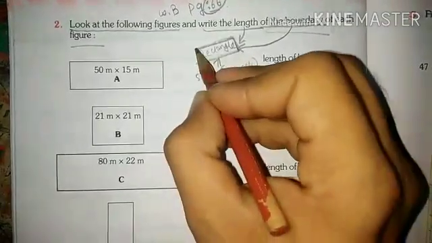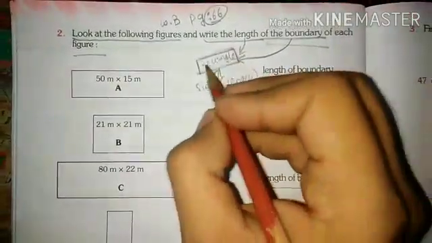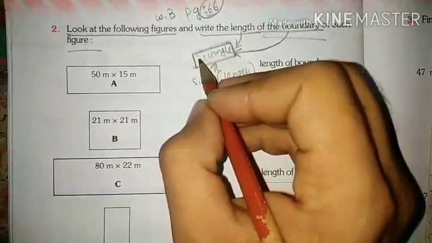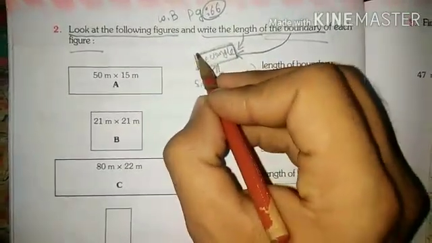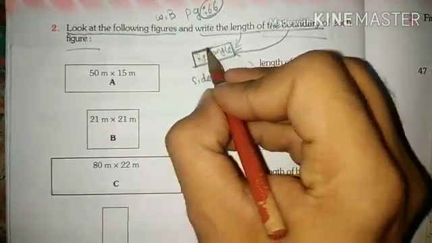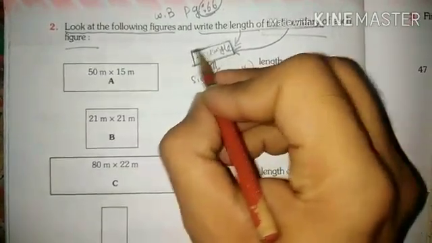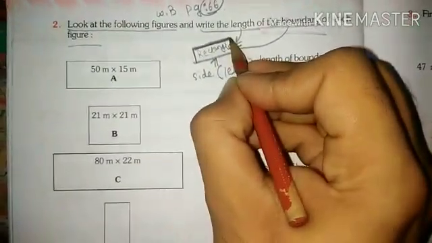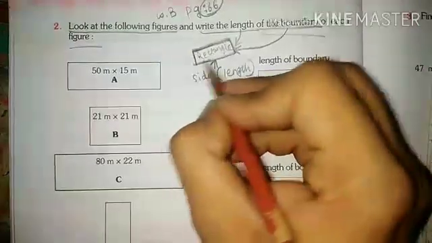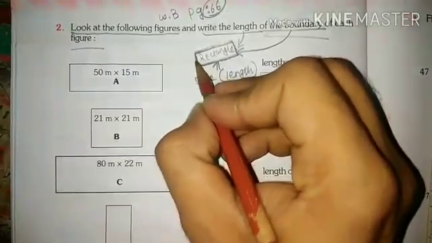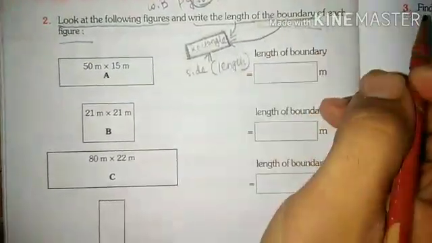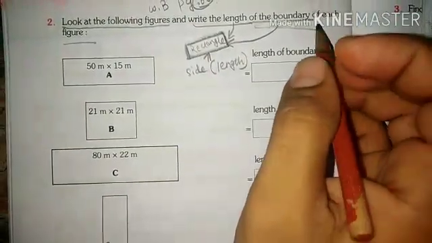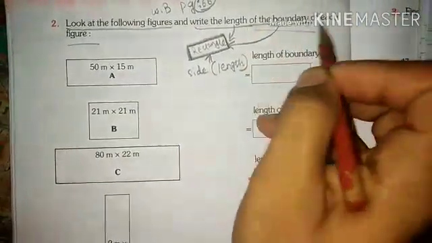Basically this rectangle has 4 sides. So this entire rectangle is made up of the sides, and whatever I am highlighting, when I highlight this, it becomes my boundary. This is the boundary of the figure. This is the boundary of the rectangle. Now what I have been given here is that I have to write the length of the boundary.